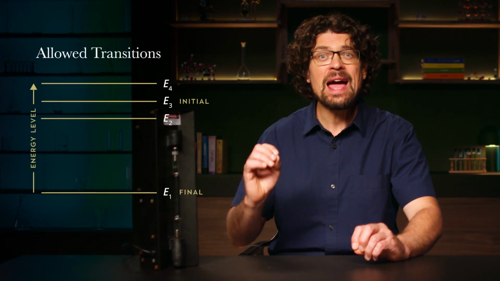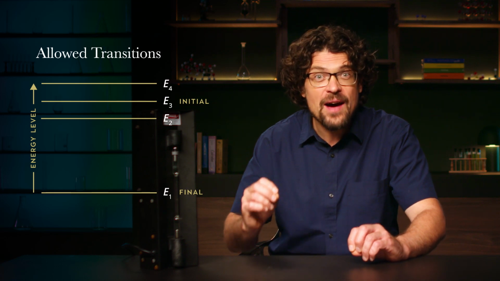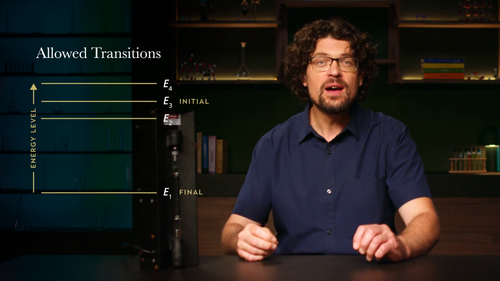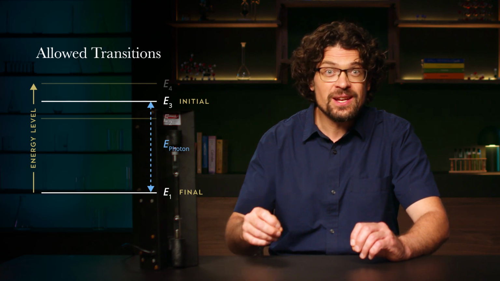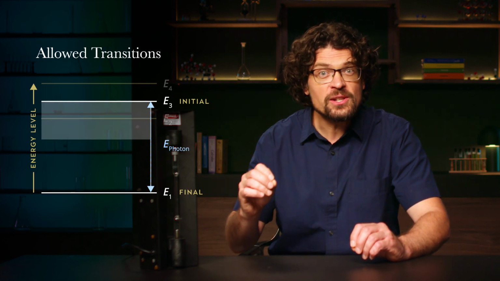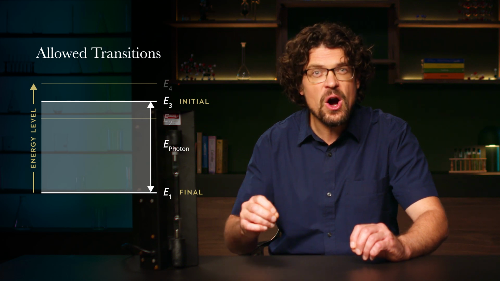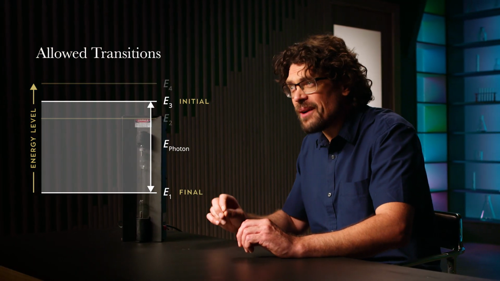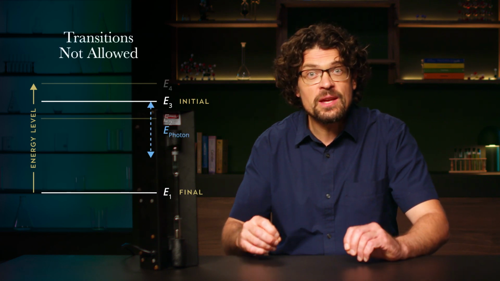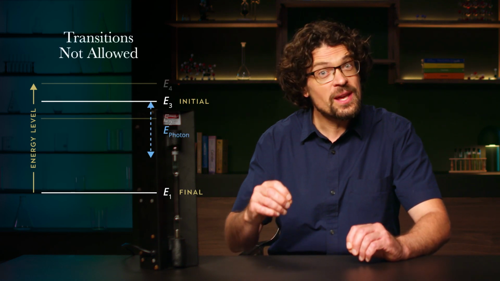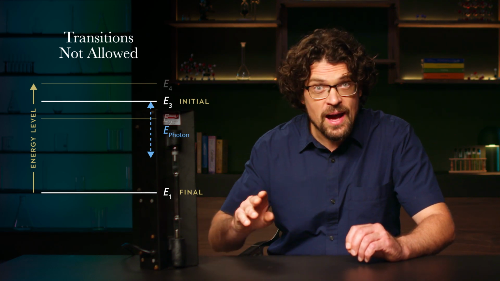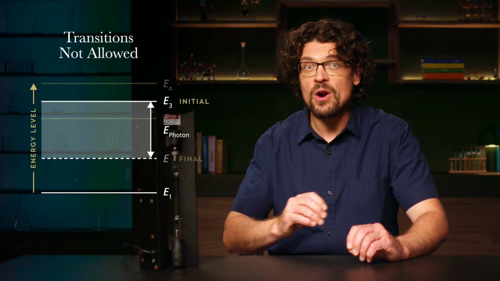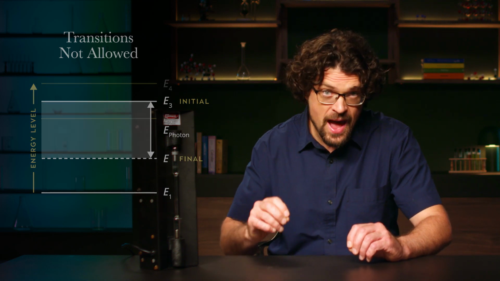But why would the atom only emit photons with very specific colors or frequencies? The answer lies in the fact that electrons within atoms can only have specific energy levels. The emission of a photon with this energy is allowed because both the initial and final electron energy levels are permitted energies within that atom. However, if we consider the emission of a photon with the energy shown here, this would not be allowed because these electron energy levels are not permitted within this particular atom.